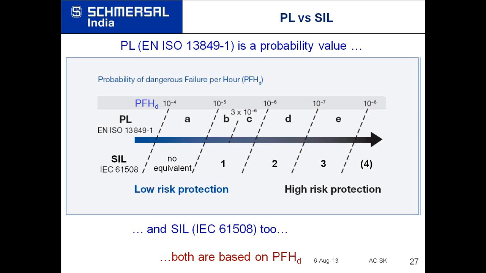You can see how, if we have a performance level B or C, it is equivalent to safety integrity level 1. If we have a performance level D, it is equivalent to safety integrity level or SIL 2. If we have a performance level E, as per the machine standards, it is equivalent to safety integrity level 3 as per the IEC 61508, which covers process as well as machines.